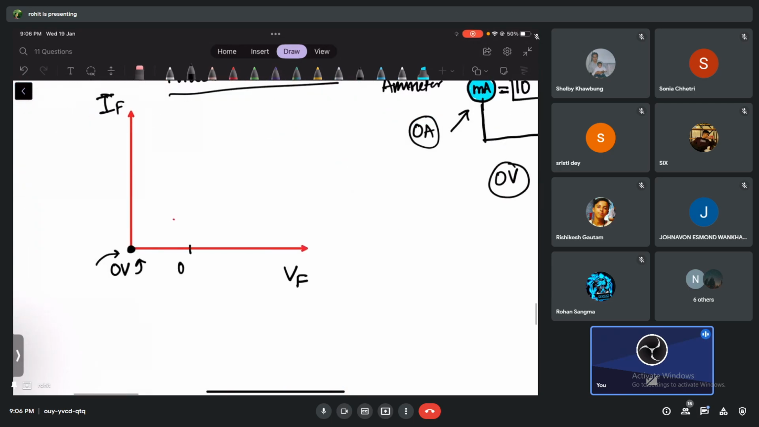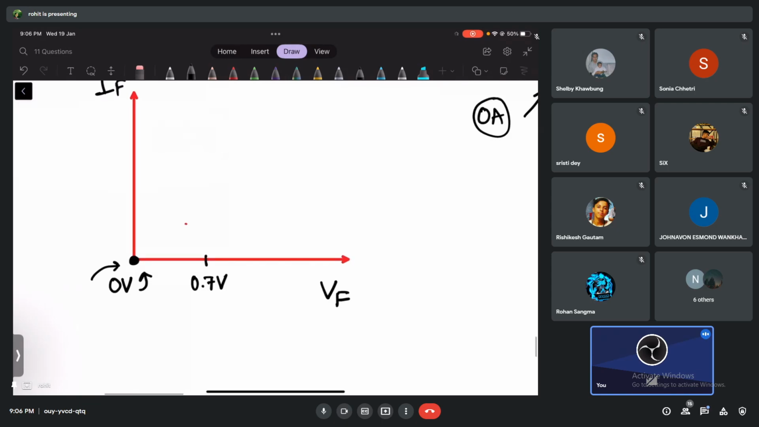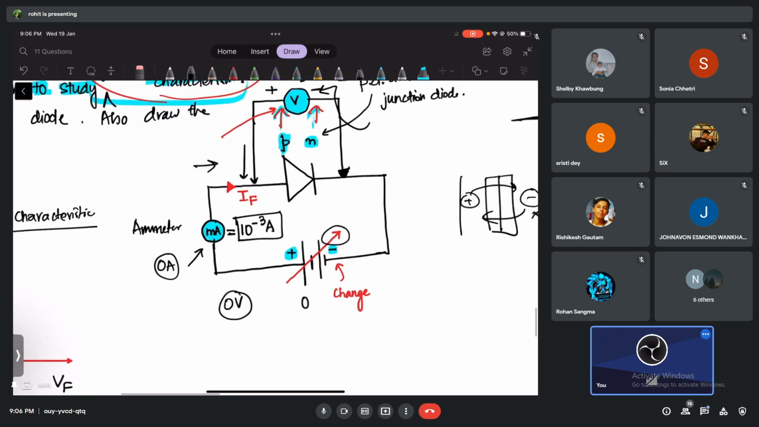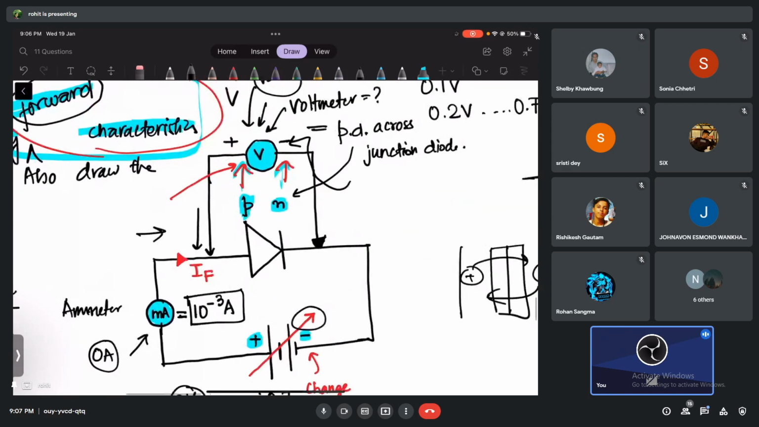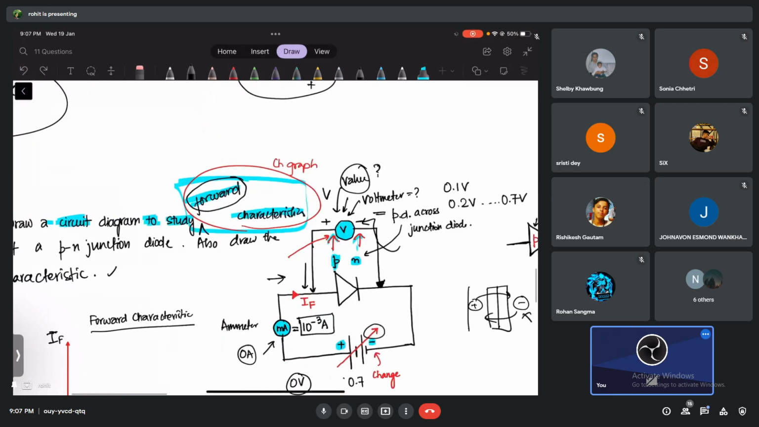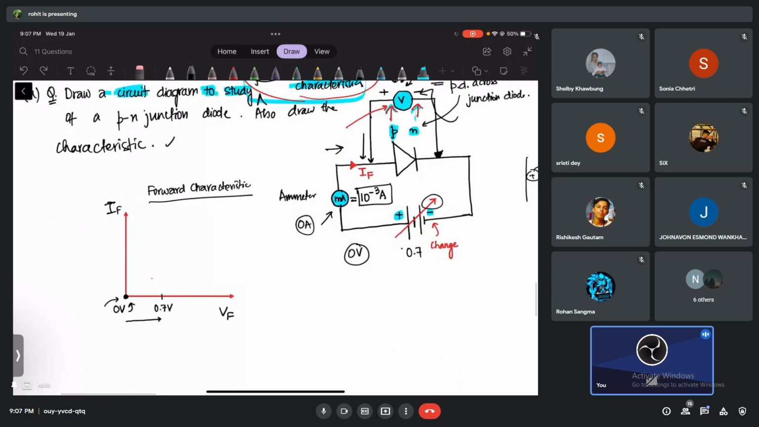See, 0.7 volts. Now you think and tell me, till I reach 0.7 volts, till I apply 0.7 volts, meaning less than that, suppose, what do you think? Will lots of charges cross or fewer charges cross? Till we reach 0.7, fewer charges will cross.